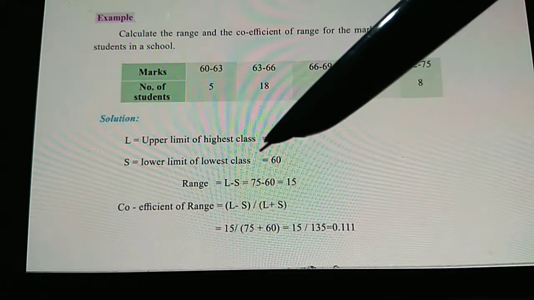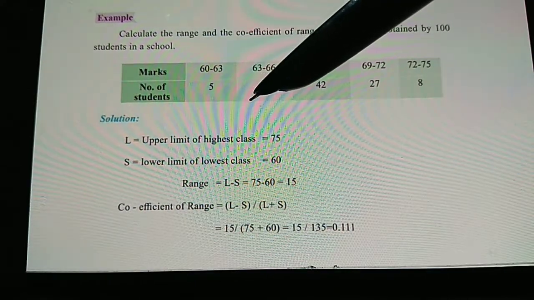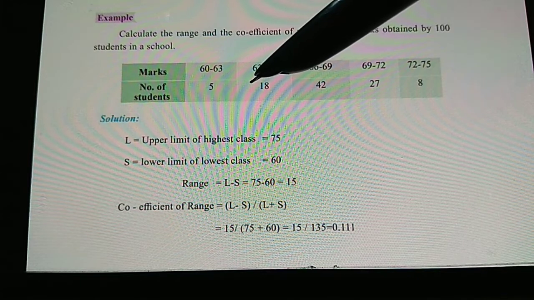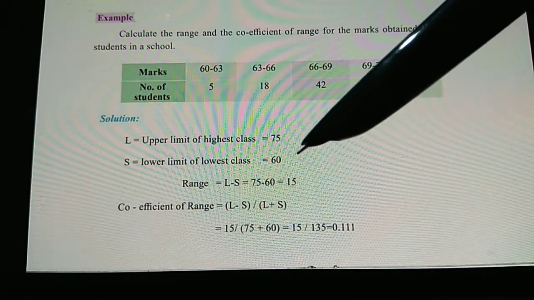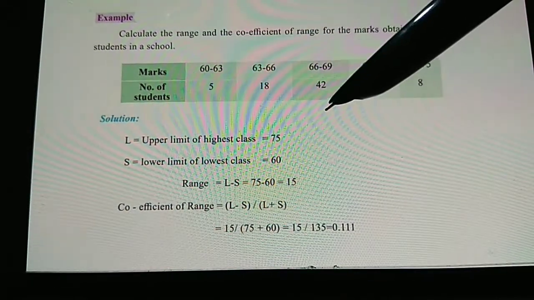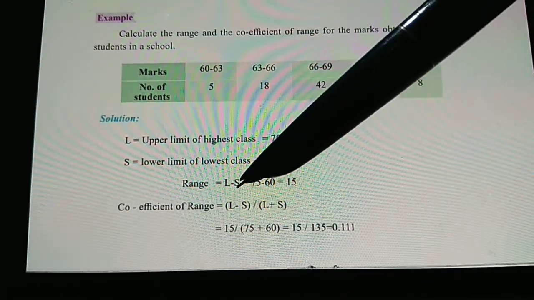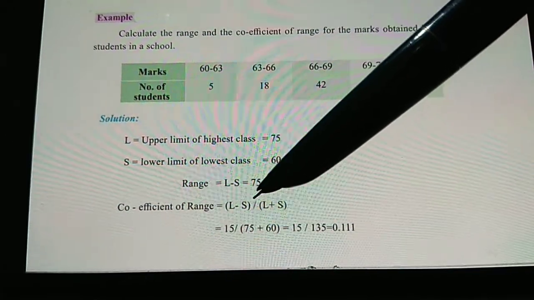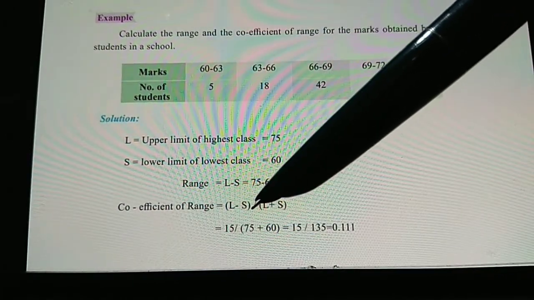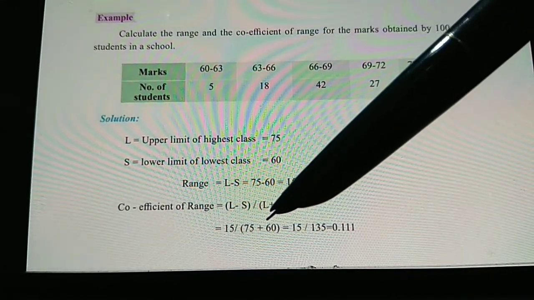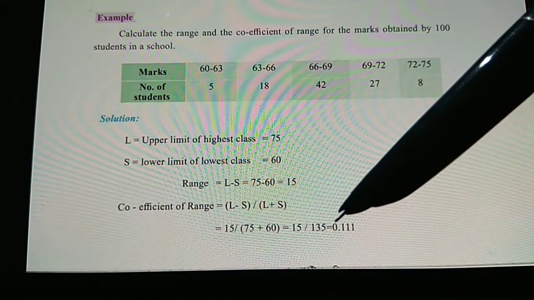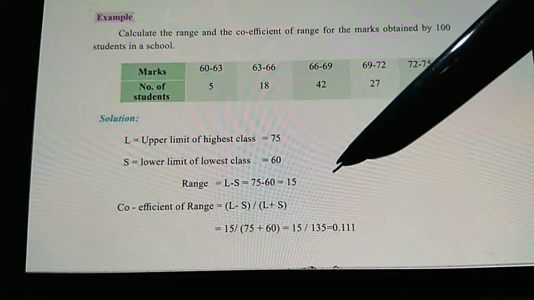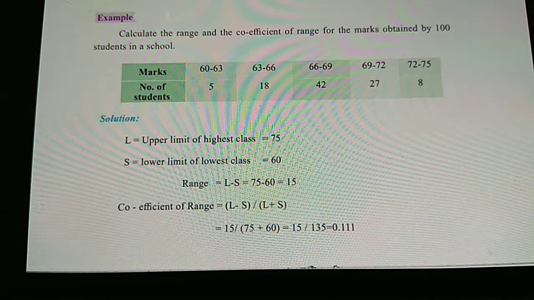The range equals L minus S, which equals 75 minus 60, which is 15. The range value is 15. The coefficient of range is L minus S divided by L plus S, which is 15 divided by 75 plus 60, equal to 15 divided by 135. The coefficient of range value is 0.111.